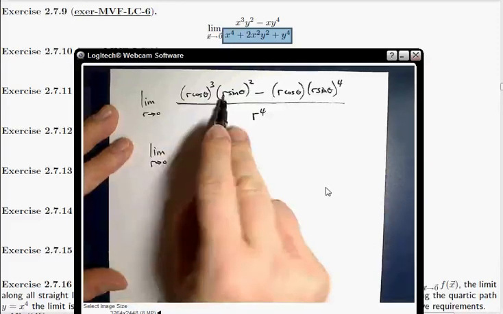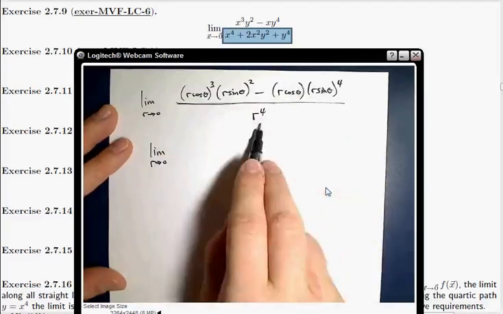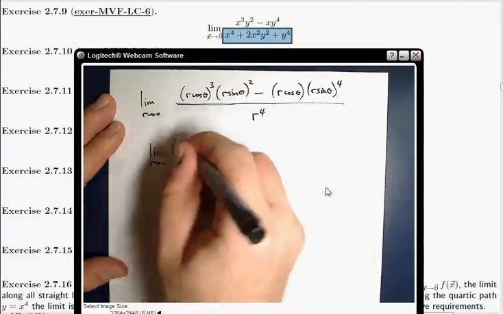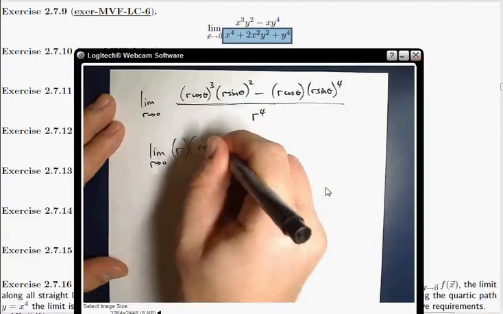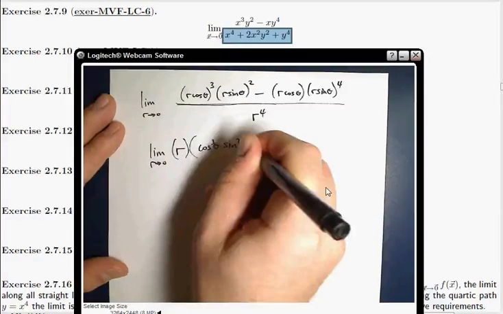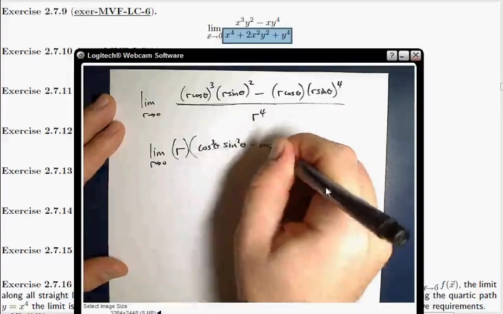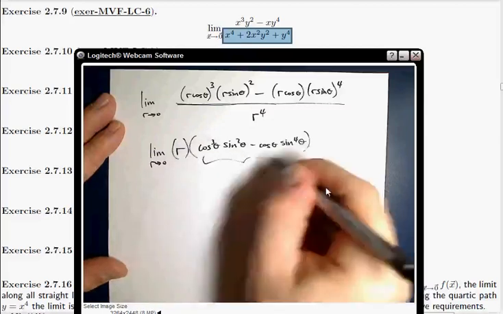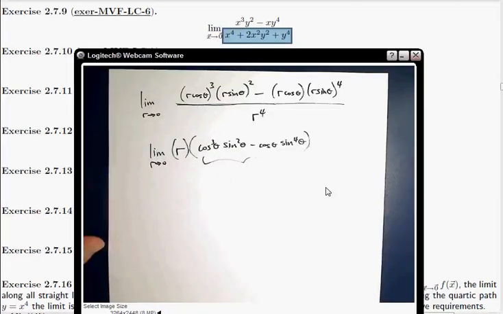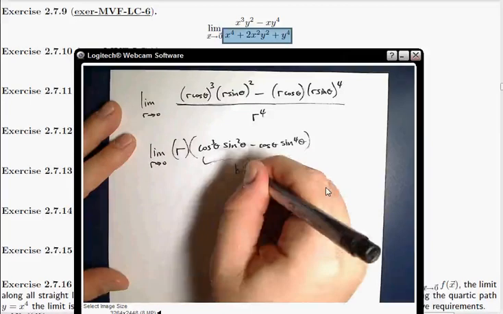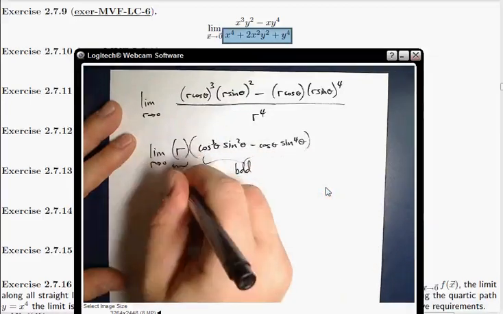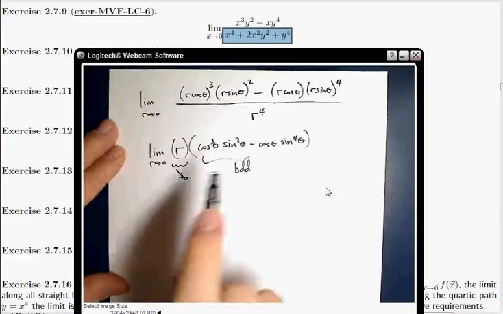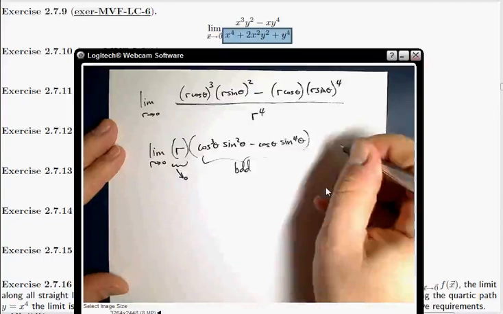We have an r to the 5th over here. We have an r to the 5th over there. That cancels all this r to the 4th, and there's an r left over. So I have r times cosine cubed theta sine squared theta minus cosine theta sine to the 4th of theta. And this may be a lot to write down, but it's bounded. This is approaching 0, and we take something that's bounded and multiply by something that's approaching 0, the limit is 0.